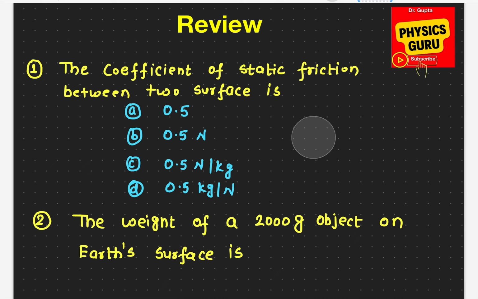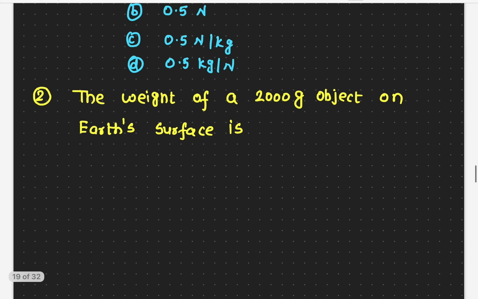If you have to choose one option out of these four options, you will want to look at the number which is a proper number, not with any units. So this would be the option because it does not have any units.